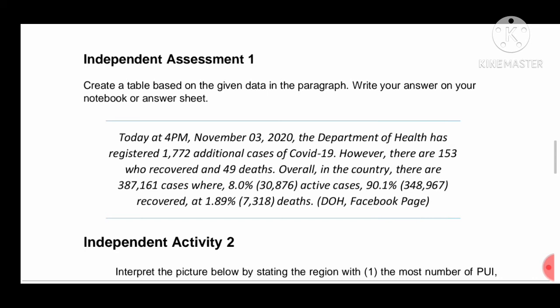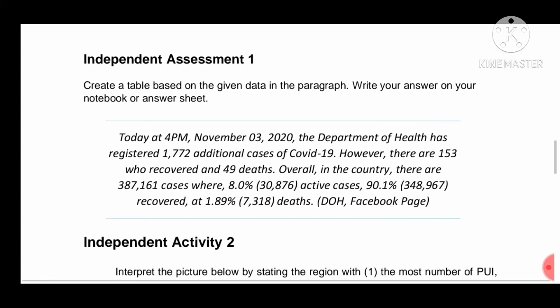Today at 4 p.m., November 3, 2020, the Department of Health has registered 1,772 additional cases of COVID-19. However, there are 153 who recovered and 49 deaths. Overall, in the country, there are 387,161 cases, where 8.0% or 30,876 are active cases, 90.1%, 348,967 recovered, and 1.89%, 7,318 deaths. So that is from the DOH Facebook page.